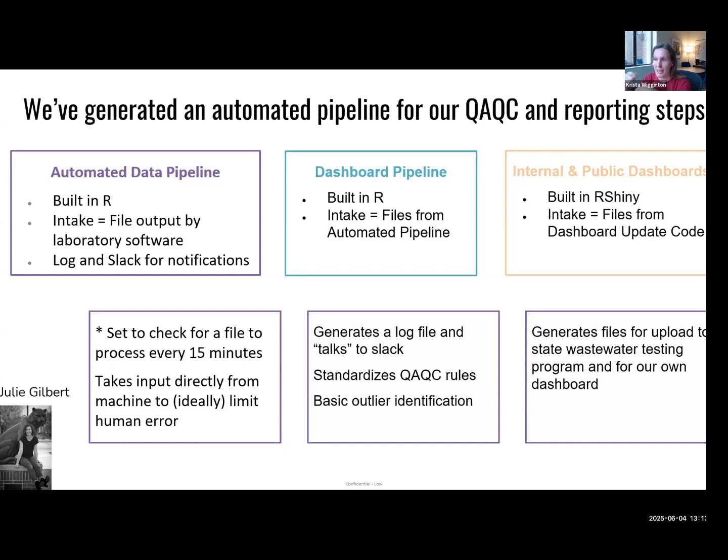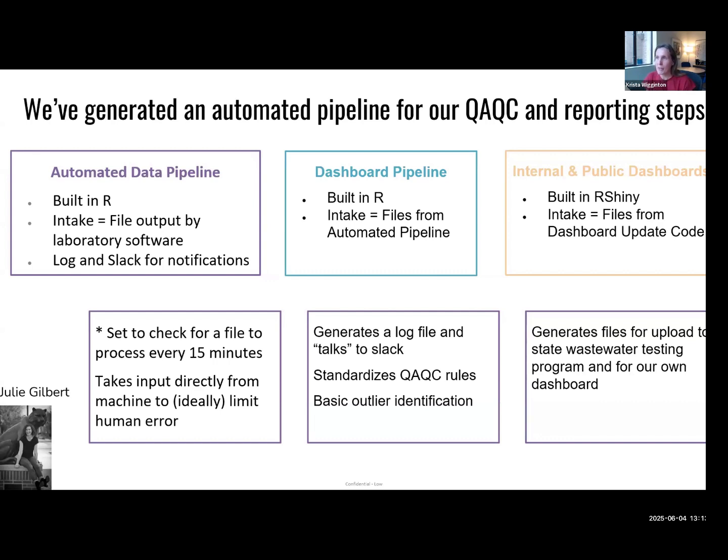There are a lot of Slack messages when things don't go right, when a file's named wrong, or when the QA/QC fails. And then people can quickly go in and fix it. What was happening before is it would sometimes take hours to days to go in and fix this data. Now it happens in a much more timely manner.